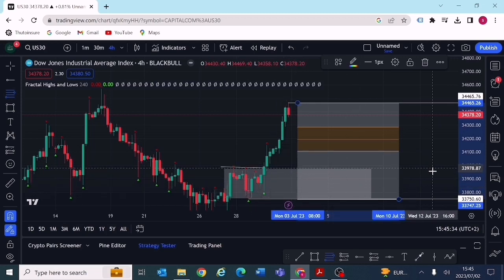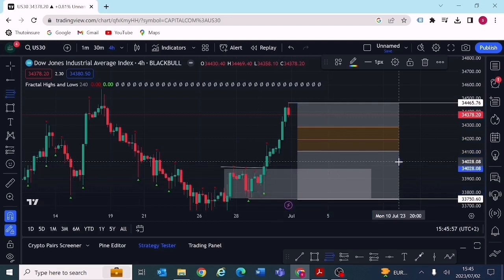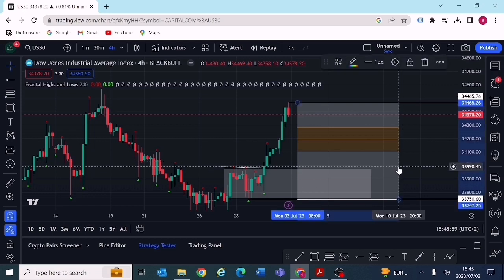So I want to see where is demand. Demand is here, and I want to buy within the discount price. Even if price starts turning here, I can't buy because this is premium pricing. I want price to come down here to a demand zone within discount pricing. Then I can start looking for those confirmations to be able to enter.